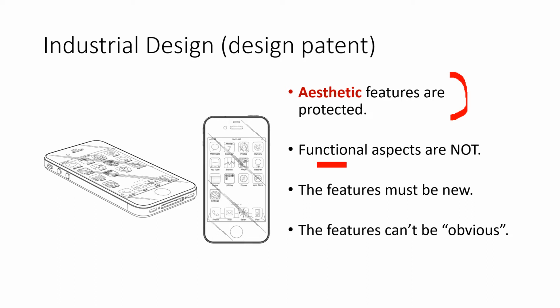The functional aspects of the design are not protected. So if you have a design which is purely functional, it doesn't have any sort of aesthetic appeal to it, then theoretically it can't be protected with an industrial design. Like a patent, the features must be new and it cannot be obvious. Having said that, I've been doing this for 30 years now. I've only ever had 1 or 2 industrial design registrations rejected by the Industrial Design Office. So they're not that difficult to get.